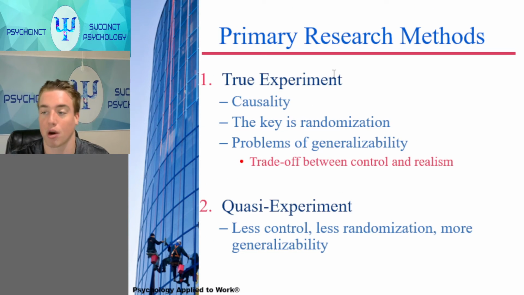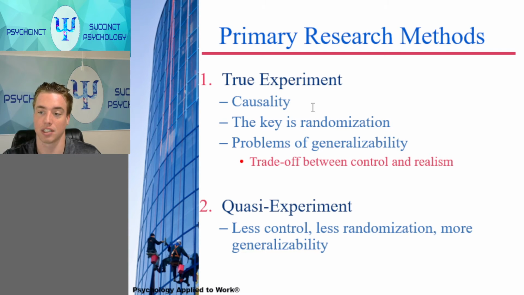Next, we have primary research methods. So you have a true experiment, which is a type of experiment where the investigator manipulates independent variables and randomly assigns subjects to experimental or control conditions. Next, we have causality. In a true experiment, that's really important: whether or not you can establish that one thing is causing another, and there's not some third variable that's affecting it.